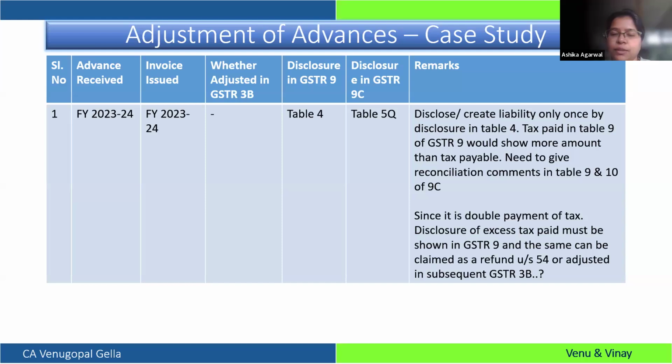But to the extent, there will be a legal fight. Okay, thank you. One more question is from Om Jain. He's asking, is RCM applicable on the ocean freight paid?